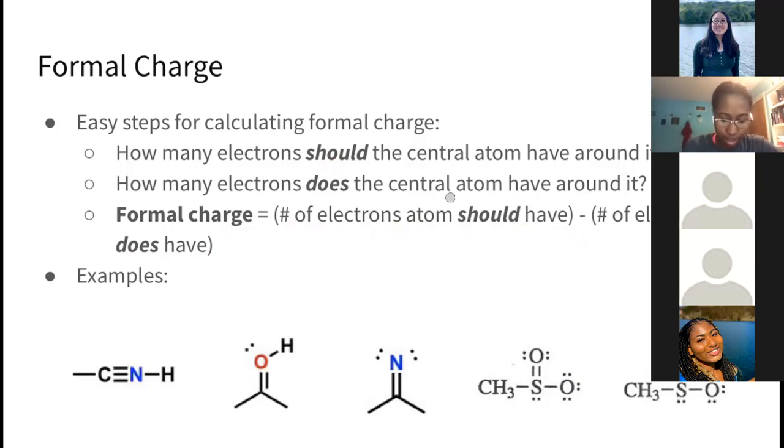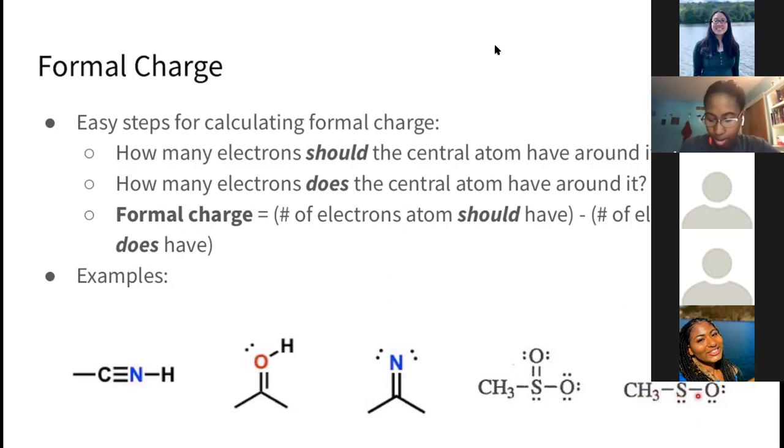And something to keep in mind is that when you're finding the formal charge of a molecule overall, you're going to want to add up the individual formal charges for each atom. So to make this all make sense, let's go ahead and quickly do a practice problem. Let's take a look at this molecule right over here. We've got sulfur connected to two oxygens and a methyl group, a CH3.